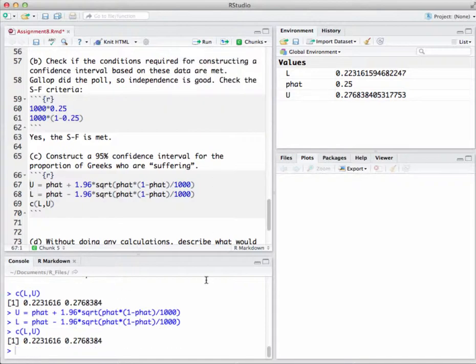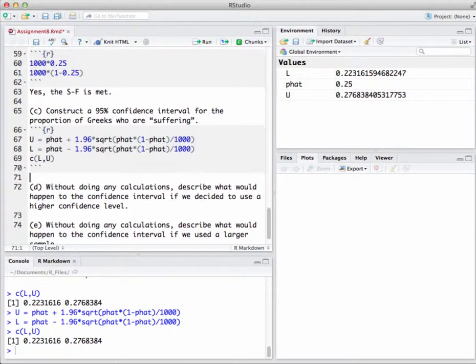So our confidence interval says that between 22.3% and 27.7% of Greeks would classify themselves as suffering. Okay. All right, so that would be the confidence interval. We don't really need to do any more. They didn't ask us for any more interpretation, just what those numbers were, so we'll roll with that.